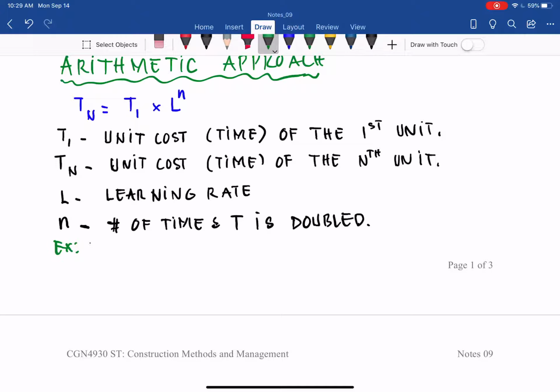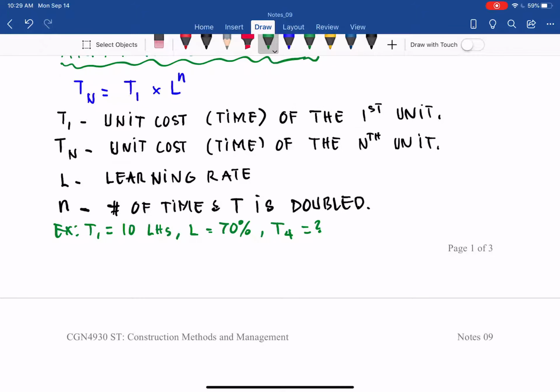Example: if for the first repetition, T1, we need 10 labor hours, and assume this repetition's learning rate is 70%, then what should be the time to prepare the fourth unit? What will T4 be? The first unit needs 10 hours with a learning rate of 70%. What is the time for the fourth unit to complete?